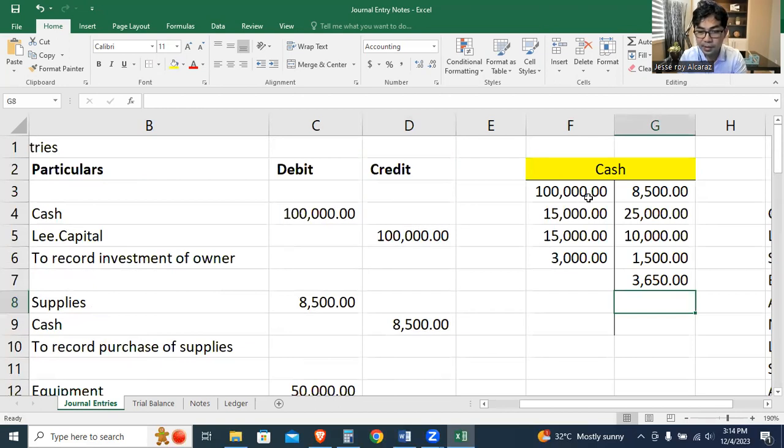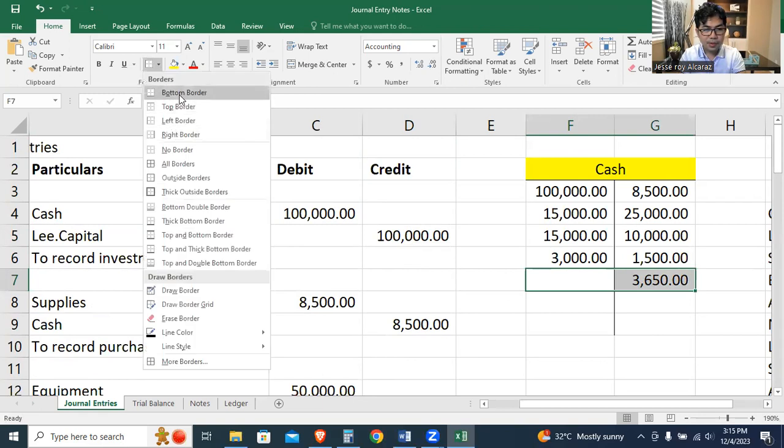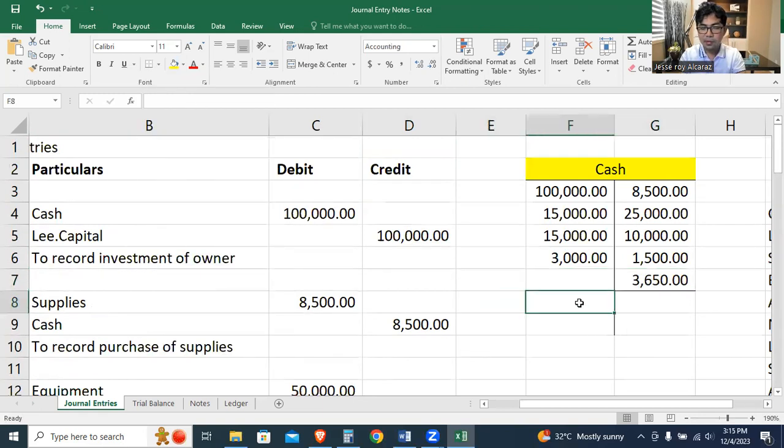So after summarizing or posting our journal entries sa ledger, we get the total for the debit side and then the credit side. So our debit side is 133,000 while our credit side is 48,650. Okay? So I want you to watch carefully.